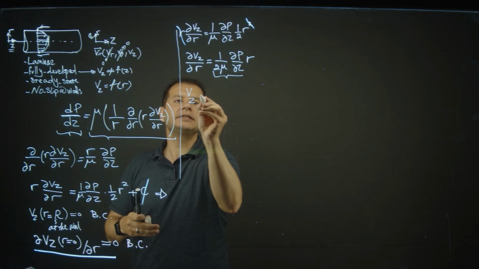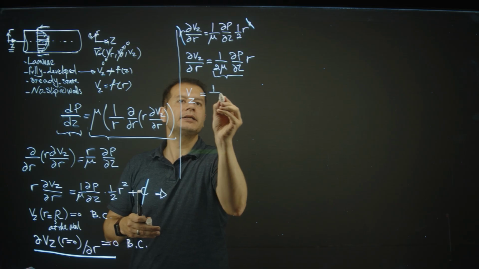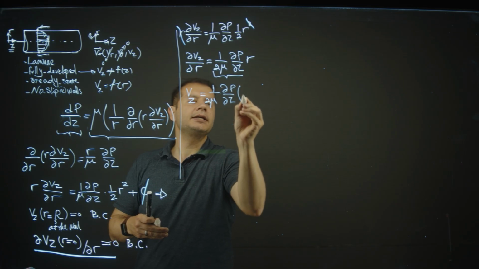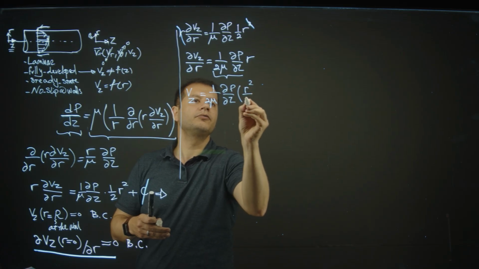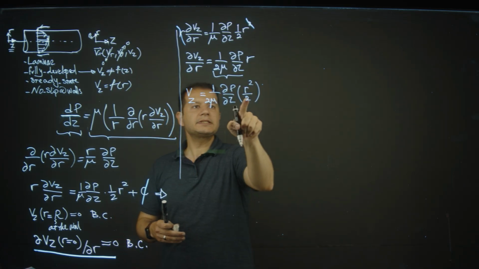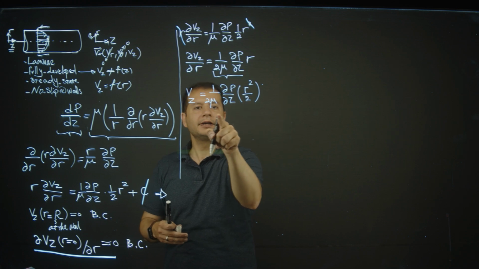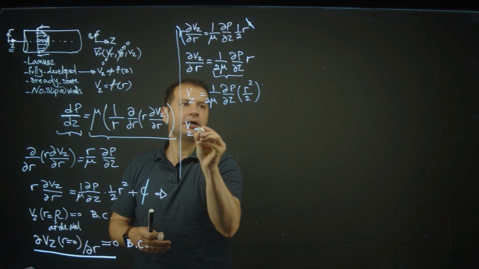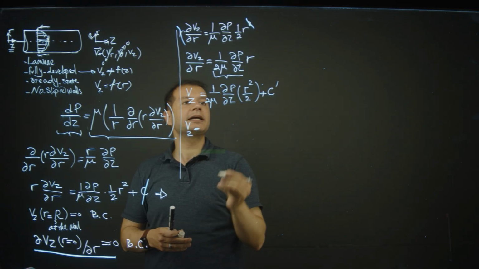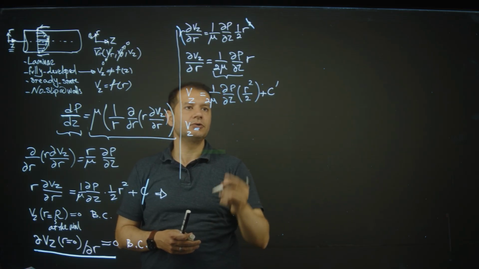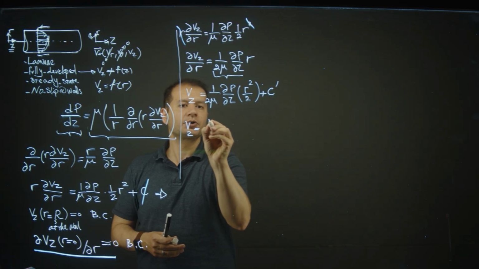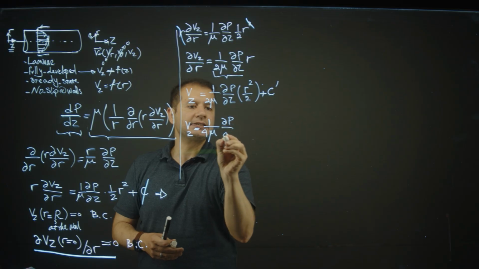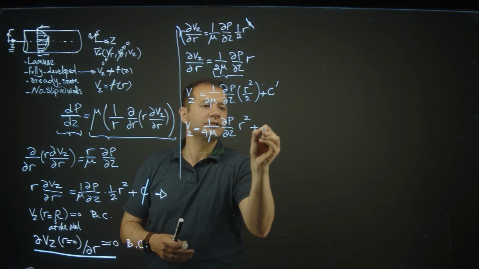So the velocity in z direction as a function of r is 1 over 2 mu dp/dz, and here I have r squared over 2. Now this 2 with that 2 becomes 4. See, I am getting the formula that we already had. Sorry, there will be a c prime, a constant of integration, coming too. So I get 1 over 4 mu dp/dz r squared plus c prime.